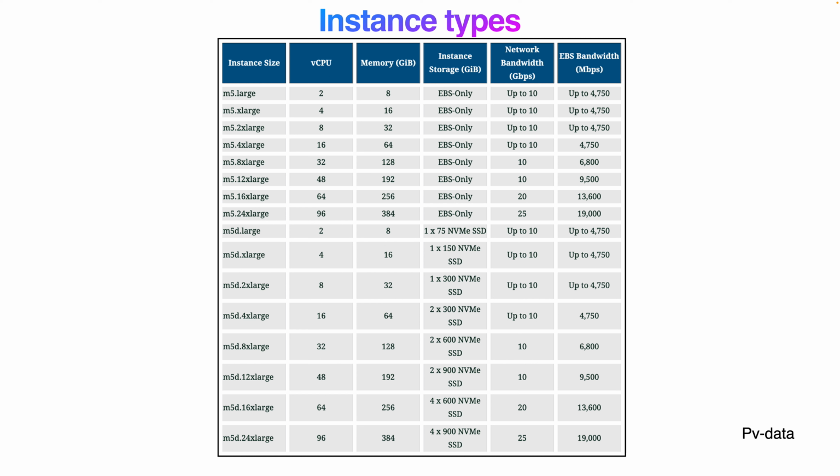Then here is the virtual CPU. So the vCPUs go 4, 8, 16, 32, 48, 64, 96, and similarly for M5D also you can see. And then memory is 8, 16, in powers of 2, going up to 384 GB. Then instance storage in GB, EBS only, and they have different EBS, NVMe SSD options. Then network bandwidth is up to 10, up to 20, up to 25 Gbps, and EBS bandwidth is up to 4.7 Gbps. So these are the instance types you can pick based on your needs.